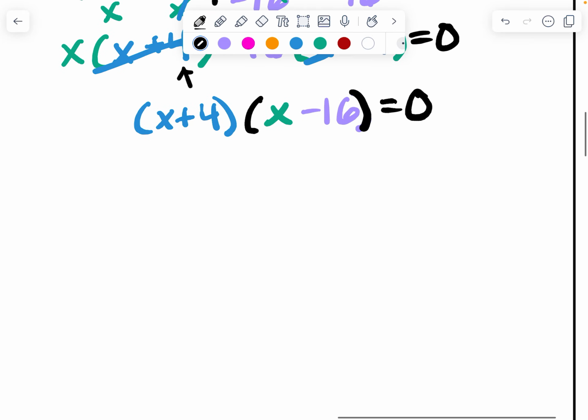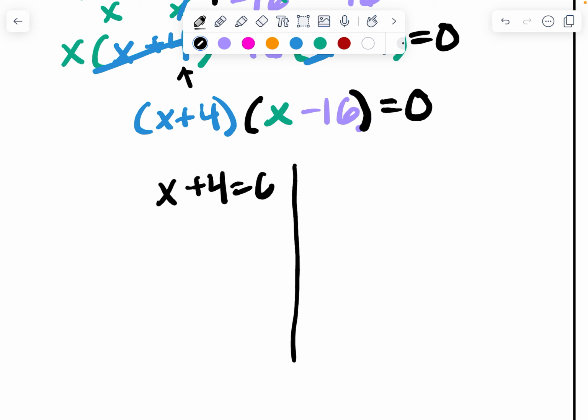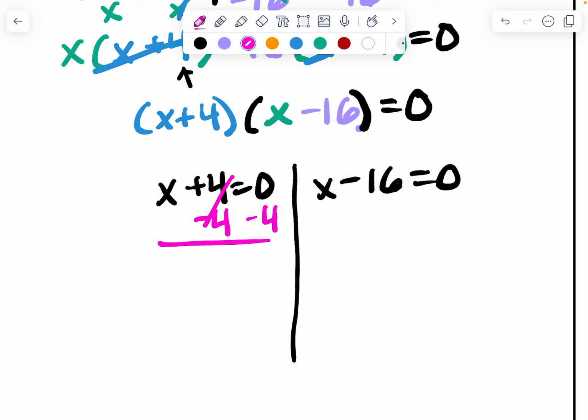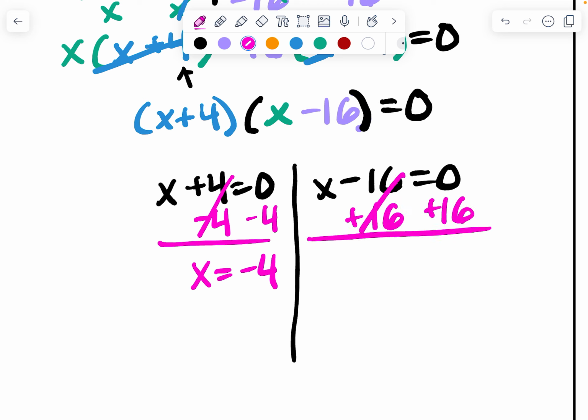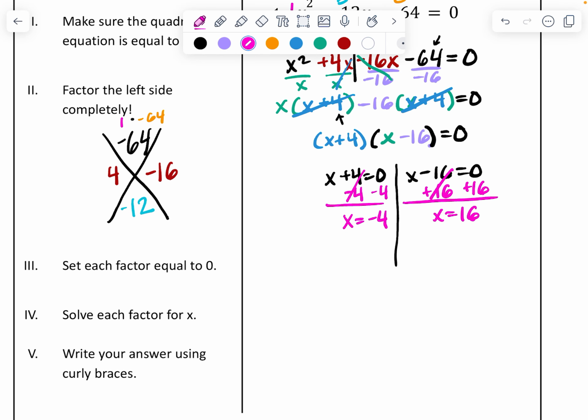So one of them equals 0. So what I'm going to do is solve for each factor equaling 0. So x plus 4 equals 0 and x minus 16 equals 0. So I would subtract 4 and x equals negative 4. And on this side I would add 16 and x equals 16. So my solutions are negative 4 and 16.